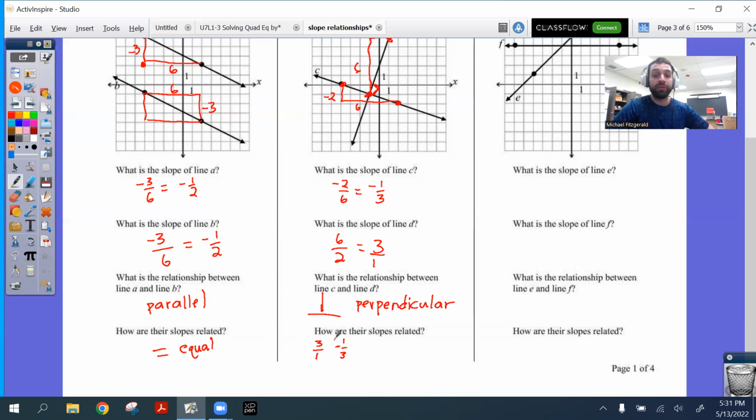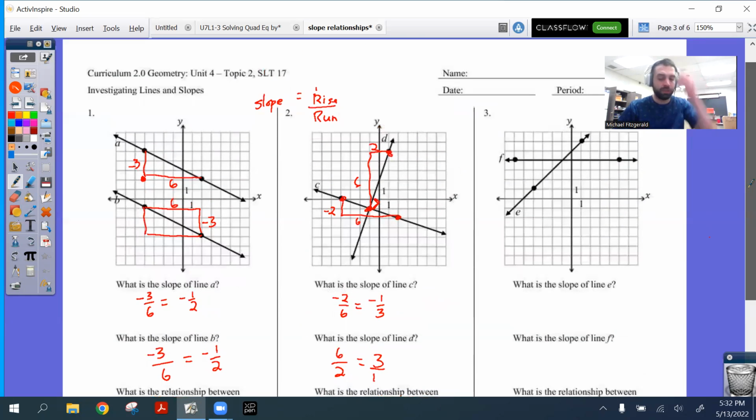So it is a reciprocal, meaning we reverse the numerator and the denominator, and it's also opposite, meaning we make it negative if it's positive, we make it positive if it's negative. So we call that opposite reciprocal. I hope I spelled that right.